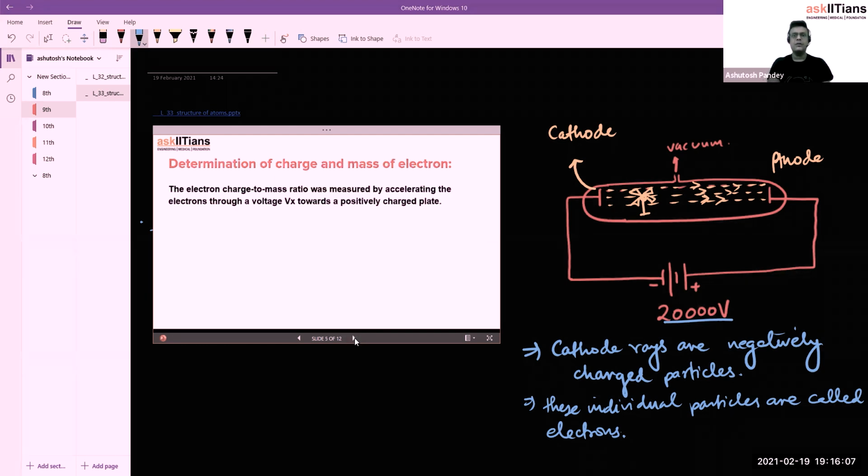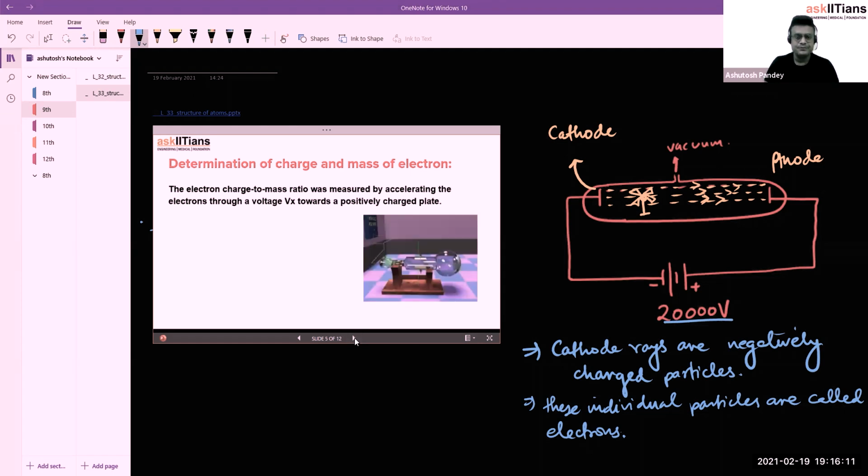Then determination of charge and mass of electron. What happens? Let's say we have one setup.